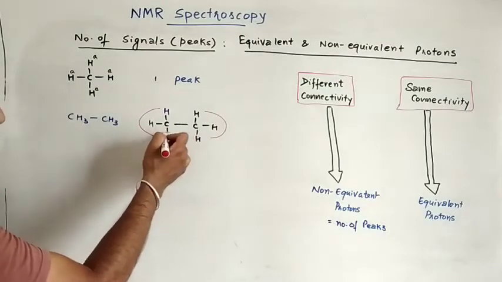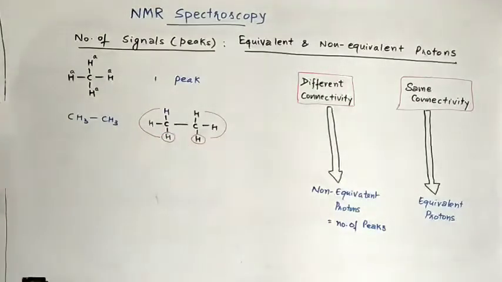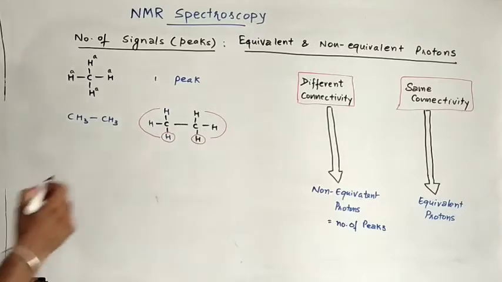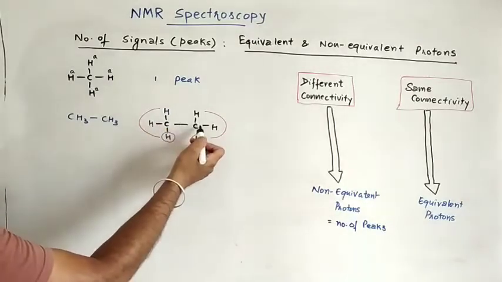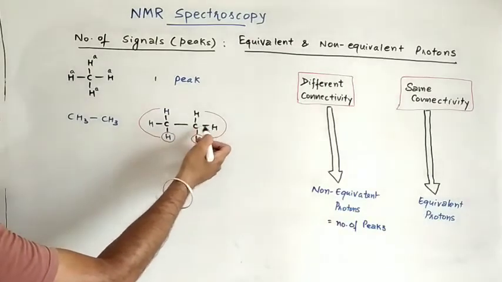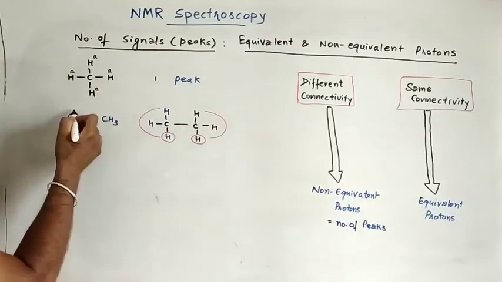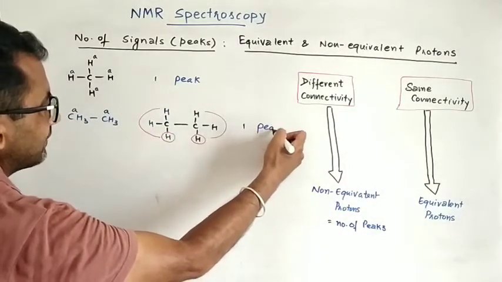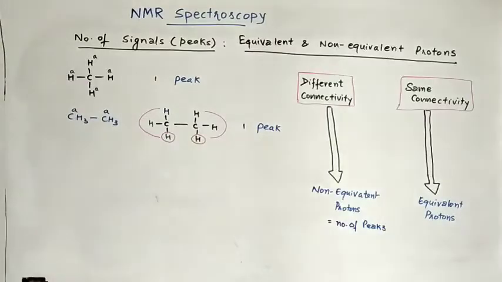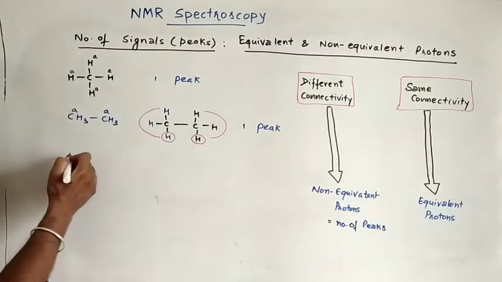Now if we compare two protons on adjacent carbons, whether they have the same connectivity or different connectivity, they have the same connectivity, because this proton is connected to this CH2 group and CH3 group, and this proton is connected to CH2 and this CH3 group. It means all these six protons are equivalent. Again, this compound gives one peak. In this way, you have to compare.